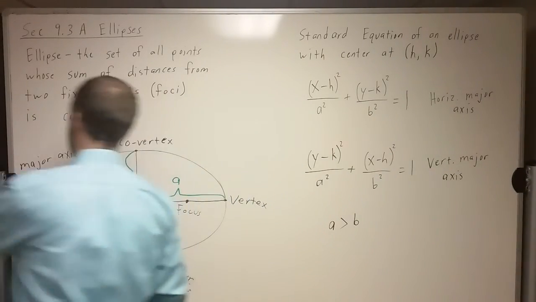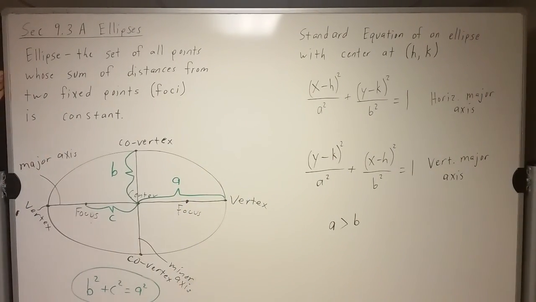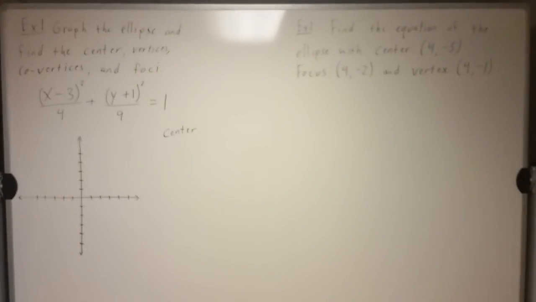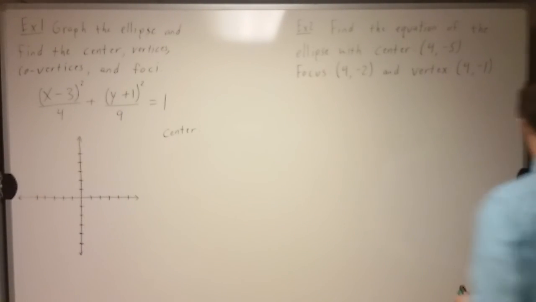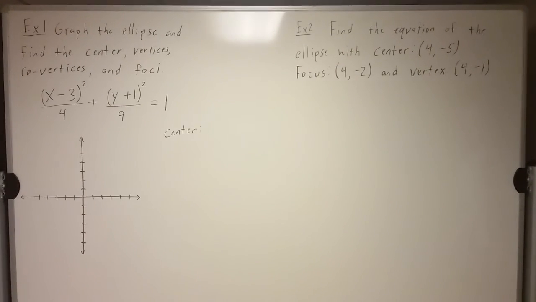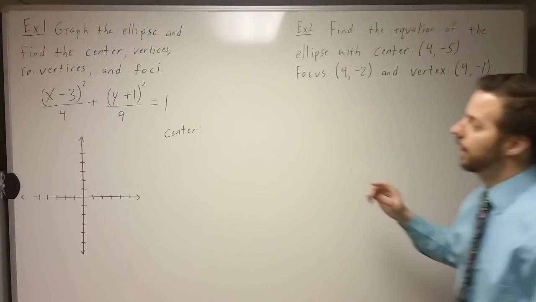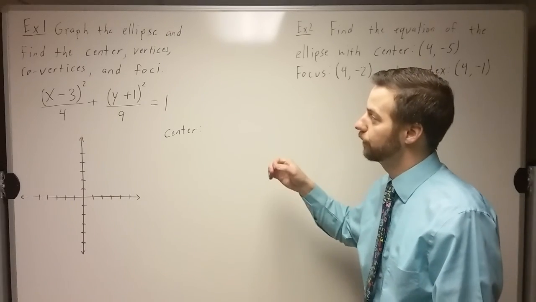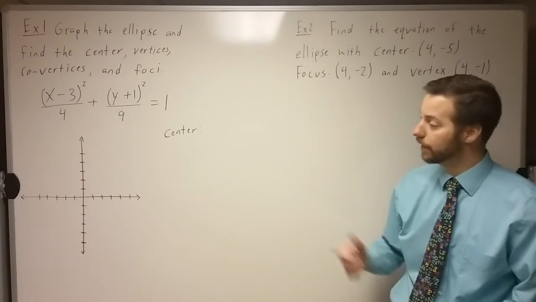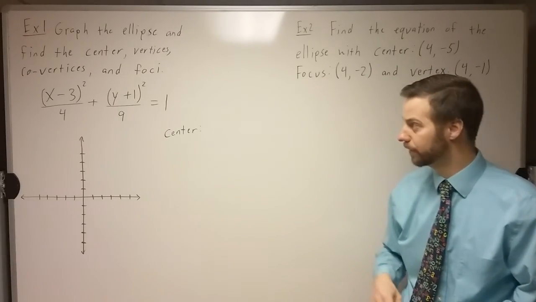Let's see if we can get to actually doing a problem that has to do with this now. So I have a couple that we're going to try to look at here. First one, I want to try to graph an ellipse. And I have the equation here. So we've already got the equation in standard form. We're going to try to find the center, the vertices, co-vertices, and the foci of this, and then draw a picture of it based on all that information.